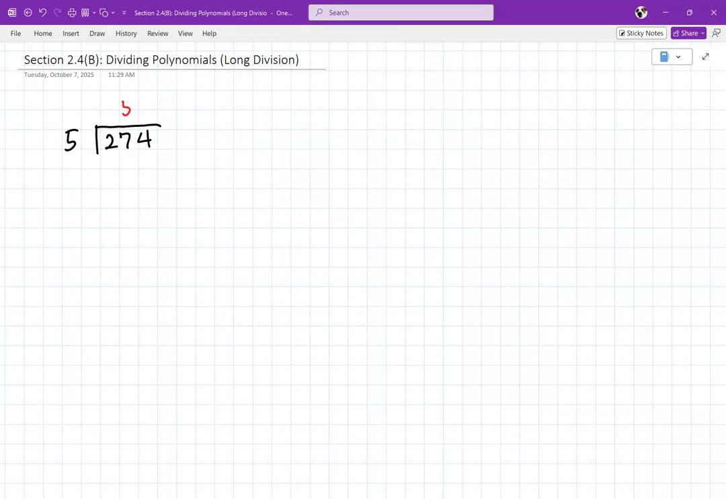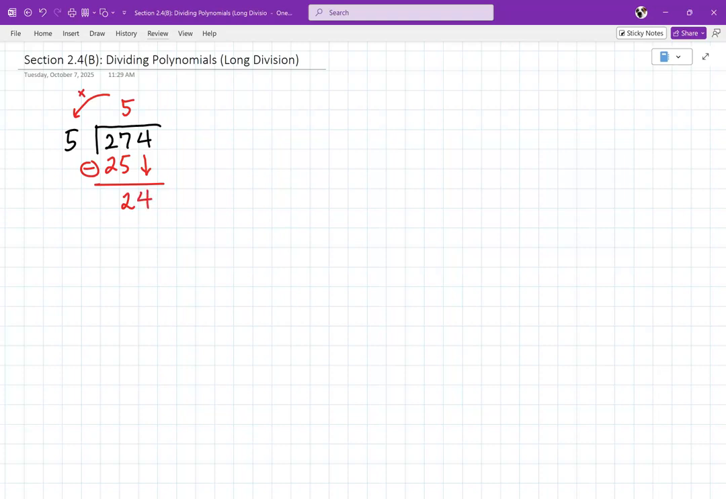You would write 5 right here, and then what did you do after that? Well, you say 5 times 5 is 25, right? So you would multiply, and that gave you your result that goes right there. What did you do after that? You subtracted, right? I always put a minus with the circle just to remind us that we're subtracting. Well, 27 minus 25, that's 2, right? And then what did we do? We brought something down, right? We got this 4, we brought it down. That gave me a 24.